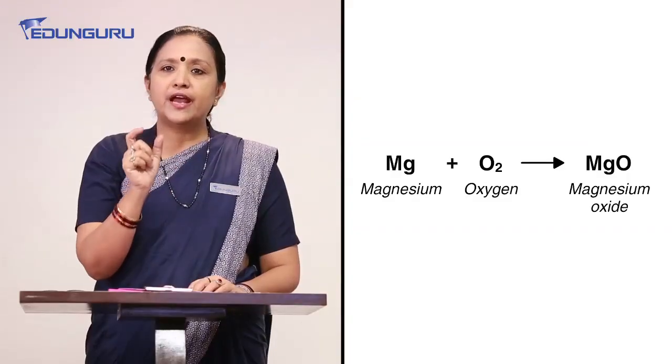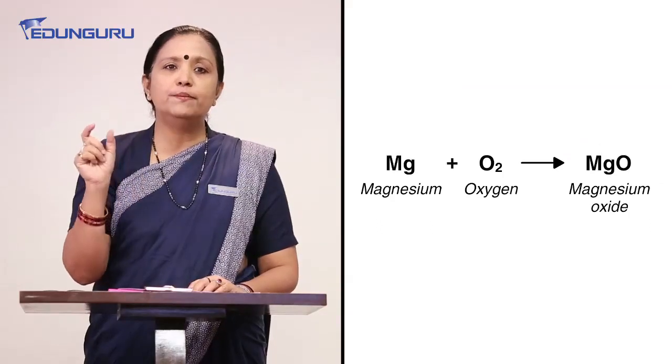Let us now take a specific example to show how a chemical equation is written. Now we are taking the example of magnesium reacts with oxygen to form magnesium oxide. Can anyone tell me what is the law of conservation of mass? Do you remember from your previous lesson? Mass can neither be created nor be destroyed in a chemical reaction. Very good. So mass can neither be created nor destroyed during a chemical reaction. What does that mean?